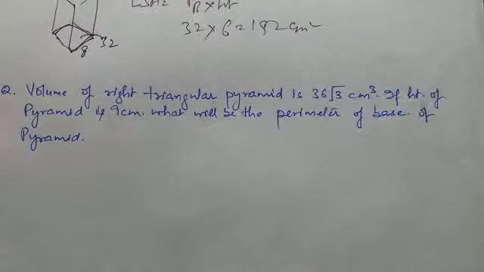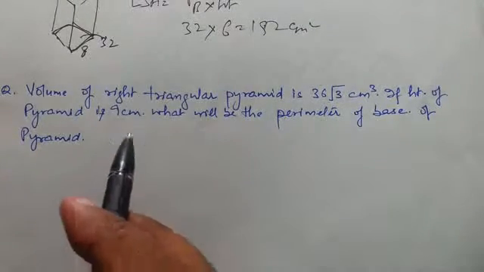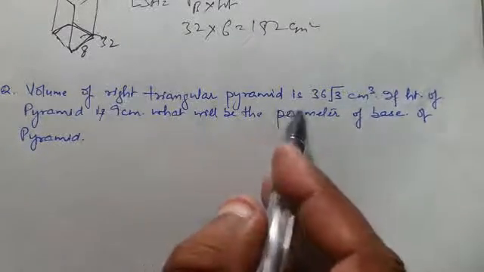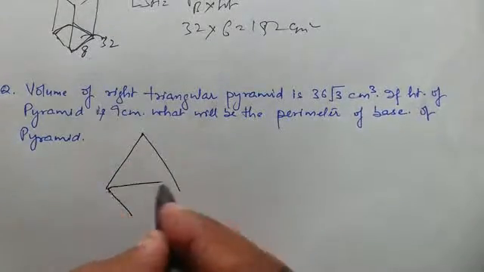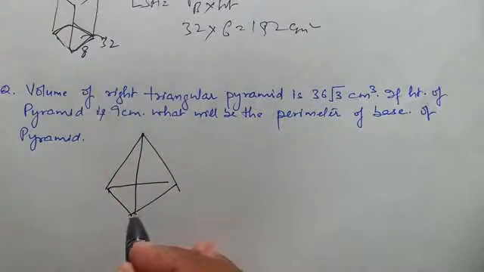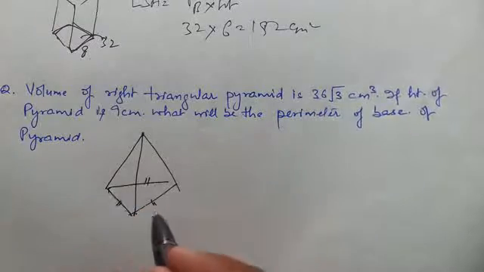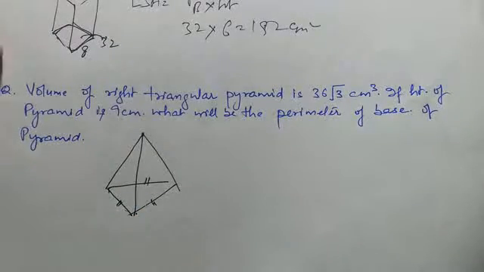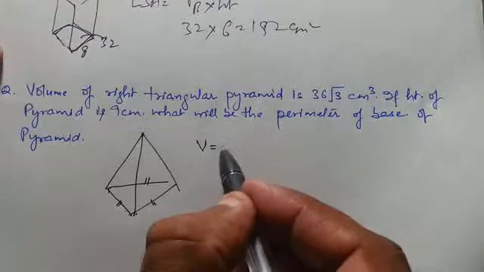It is again on pyramid. Again it is formula based. The volume of a right triangular pyramid is 36 root 3. That means we are having a pyramid like this, and this side is equal to this side is equal to this side, because it is a regular polygon, right? So the volume is given.